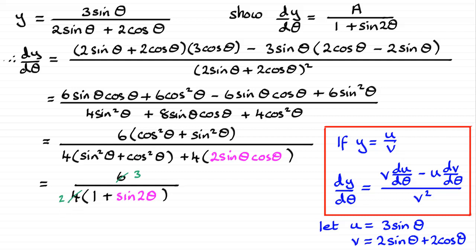Okay? And we shouldn't leave it like this, although to me it would look nicer written like that. It's quite unusual to divide the 2 into the 3. That will give us 1.5. But I'm going to write it obviously as 3 over 2 because we're asked to leave it as a rational number. Okay, and that will be over 1 plus the sine 2 theta, and that's what we had to show.